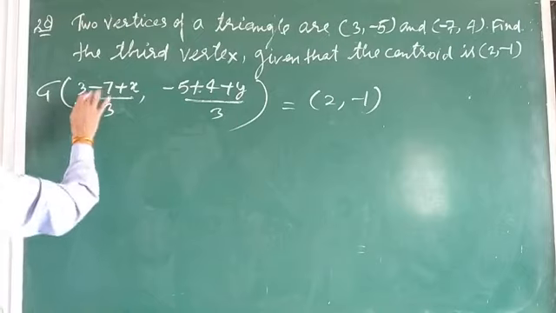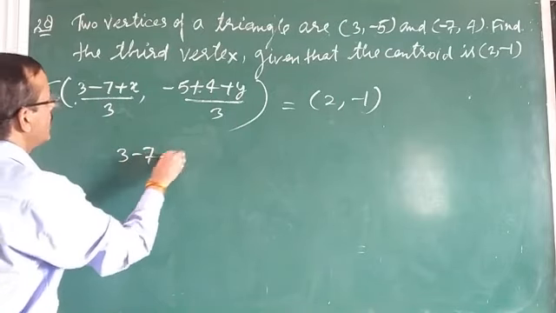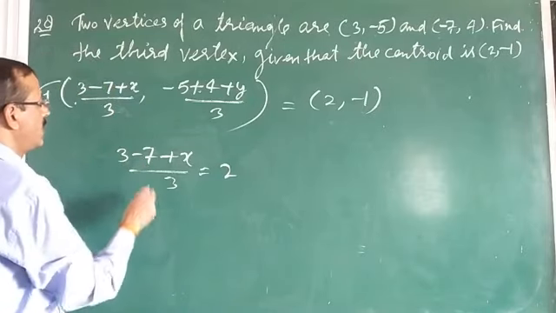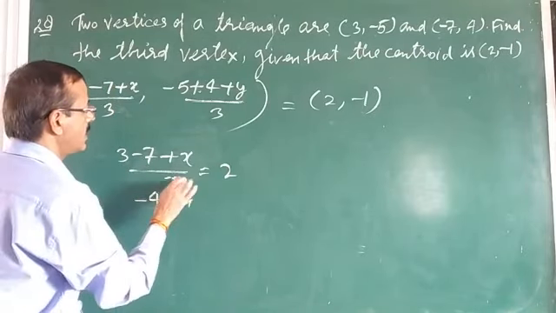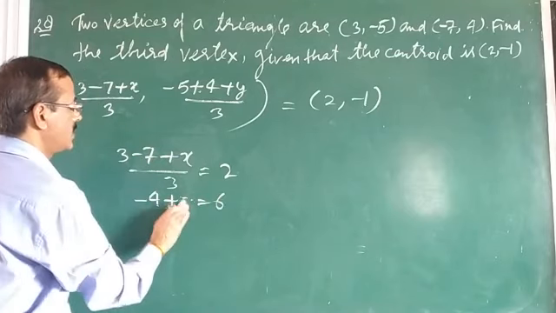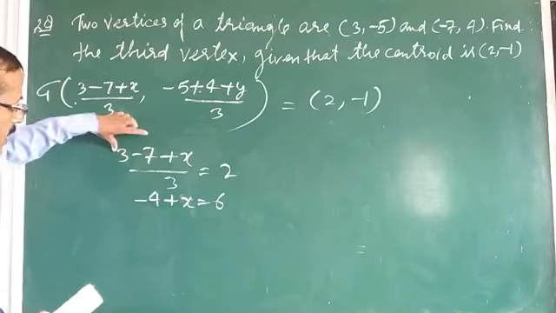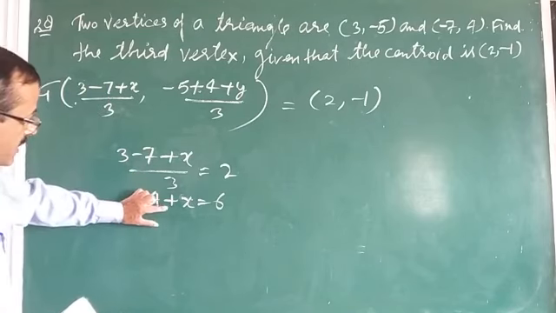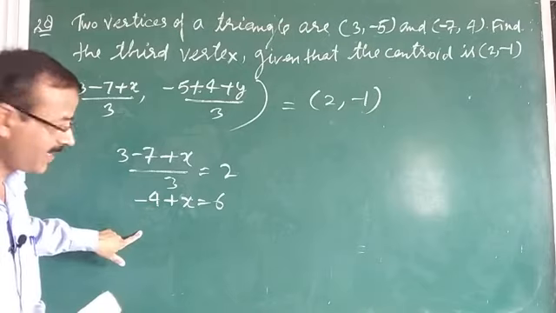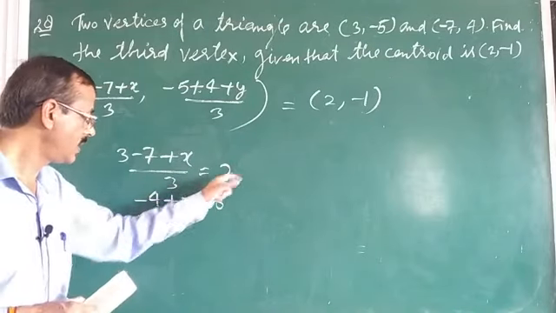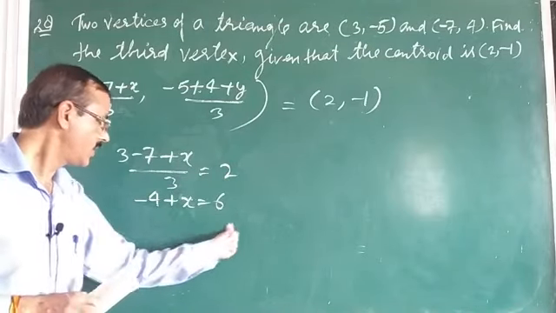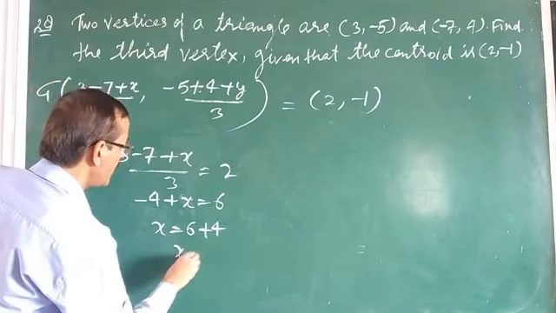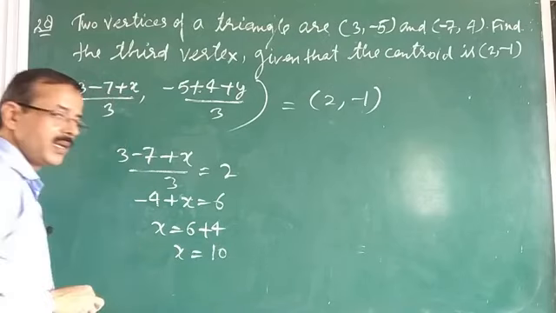So write here: 3 minus 7 plus x upon 3 is equal to 2. Solve it. Transpose the 3, so it becomes 6. 3 minus 7 is minus 4, so minus 4 plus x is equal to 6. We also have to transpose the 4. So x is equal to 6 plus 4. So we found x is equal to 10.